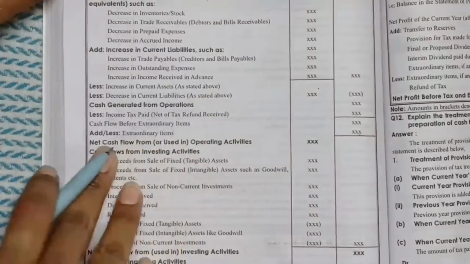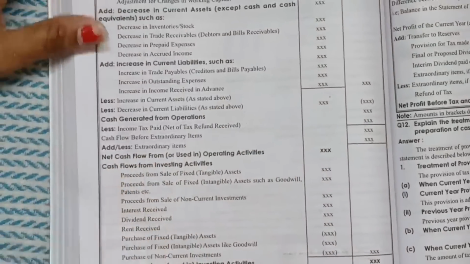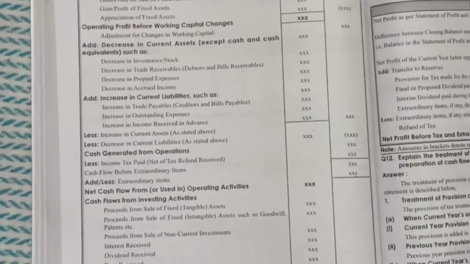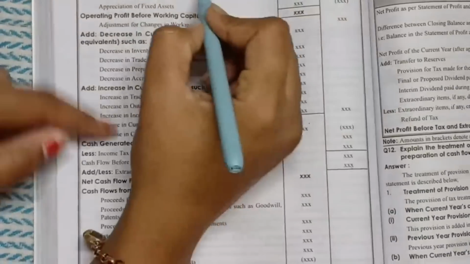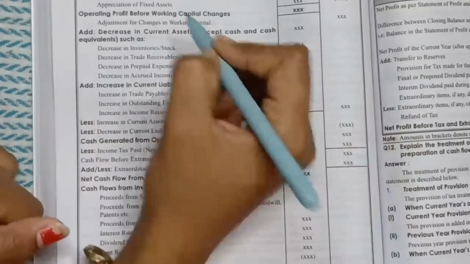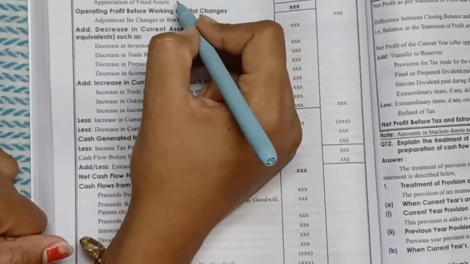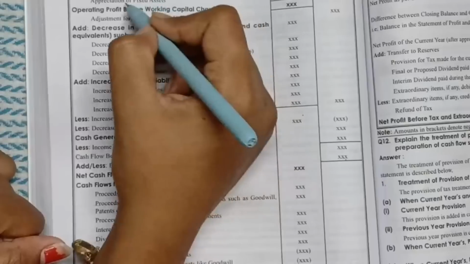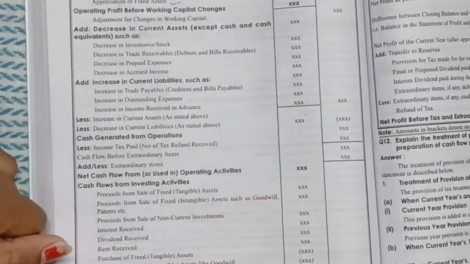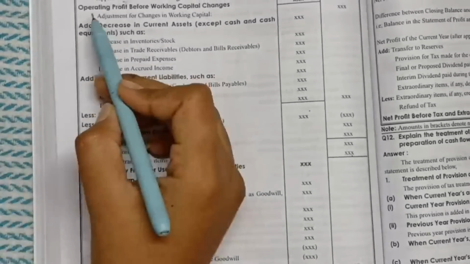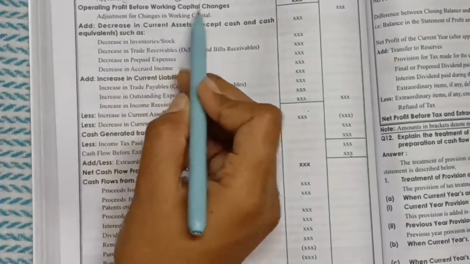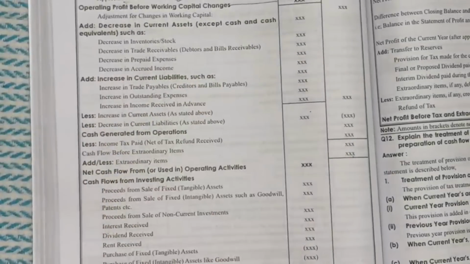Okay students, next you have profit or gain on fixed assets. If you are getting profit on fixed assets, you need to deduct it, you need to minus it. Appreciation of fixed assets, you need to minus. Then you will get operating profit before working capital changes.